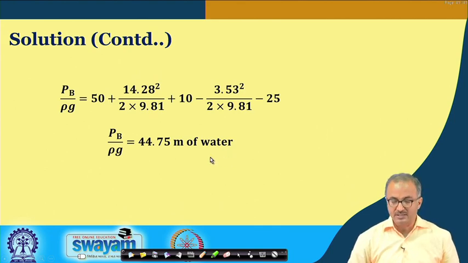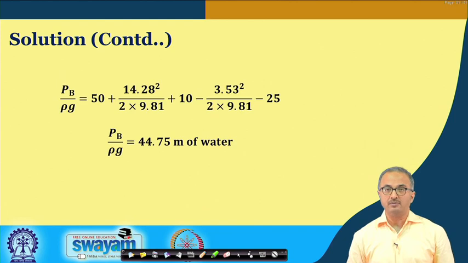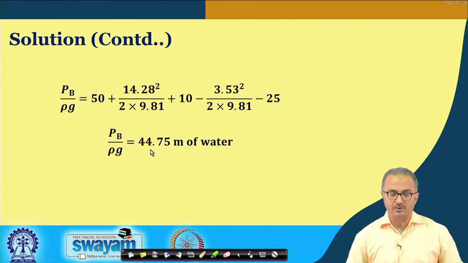Now, what it means is this is 44.75 meter of water, and perhaps you know that 10 meter of water column corresponds to about 1 atmospheric pressure. That means at point A we have about 5 atmosphere pressure, at point B we have about 4.5. That means there is a drop of about 0.5 atmosphere from the inlet to the outlet.